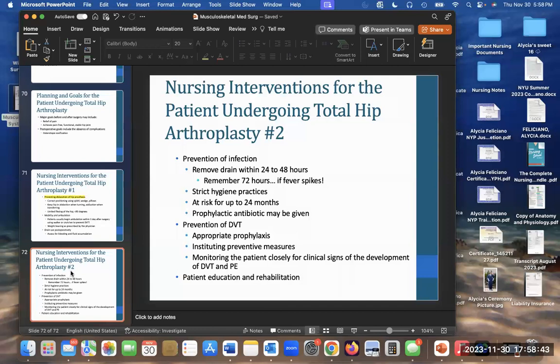How can we do that? Making sure we get up, we can elevate their foot and give them preventative anticoagulants and things like that to prevent clot formation.